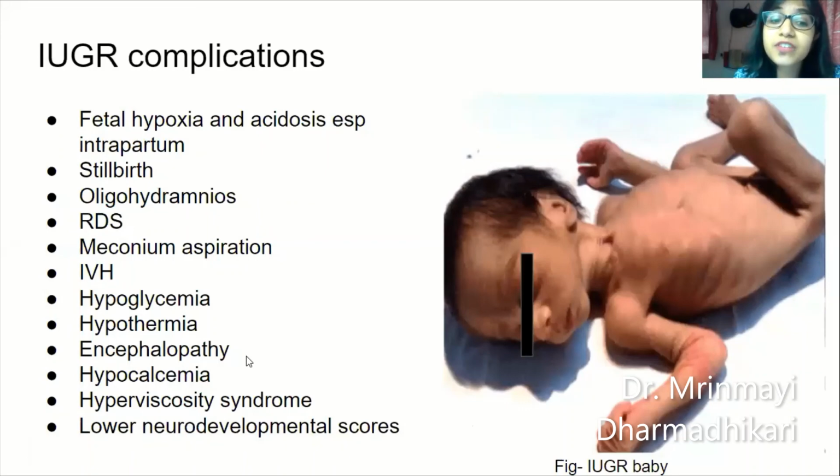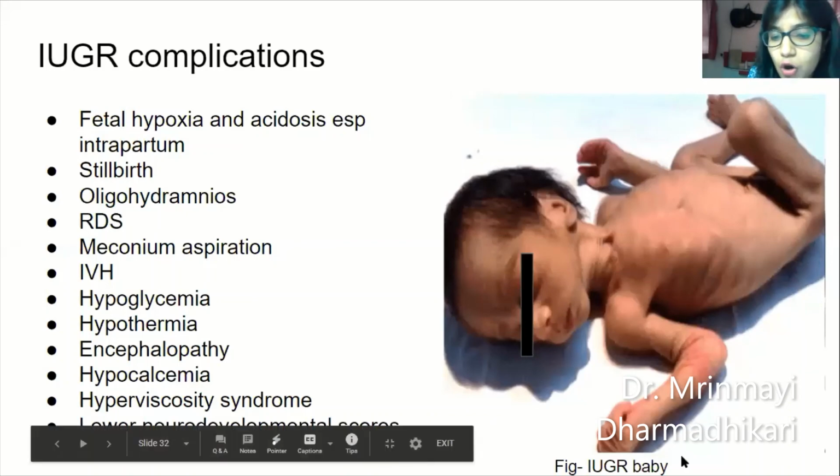Hypocalcemia, hyperviscosity syndrome. Now, chronic hypoxia gives rise to increased erythropoiesis and polycythemia. So, these babies are susceptible to hyperviscosity syndrome, which can give rise to thrombosis as well, and lower neurodevelopmental scores in these babies.